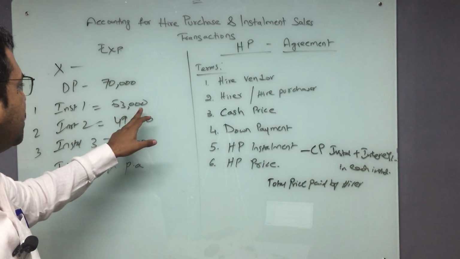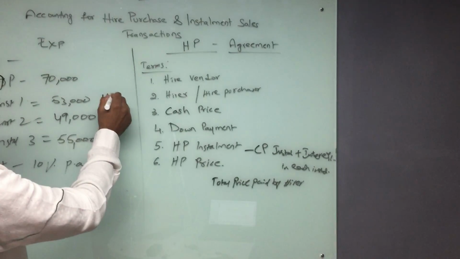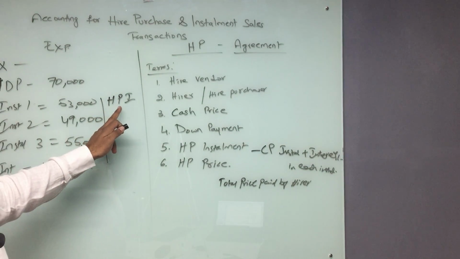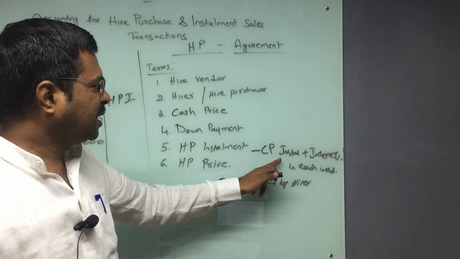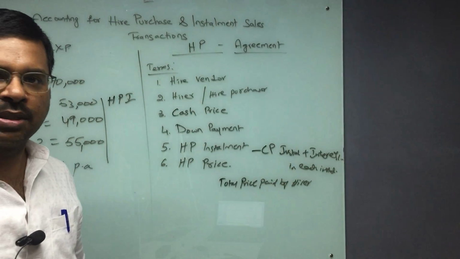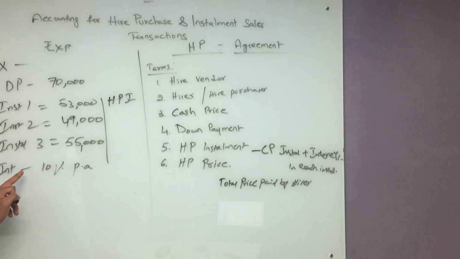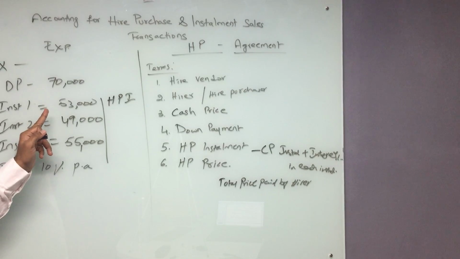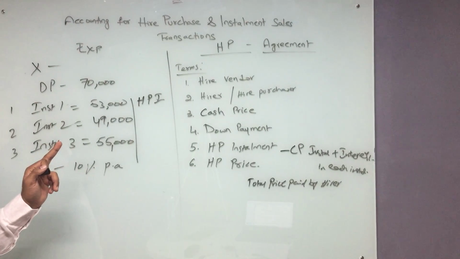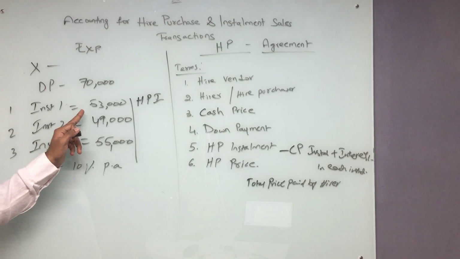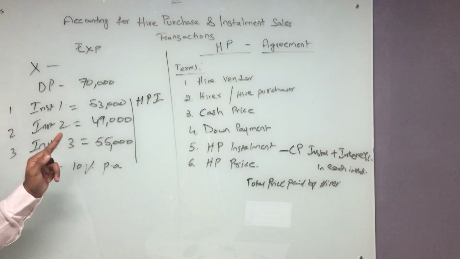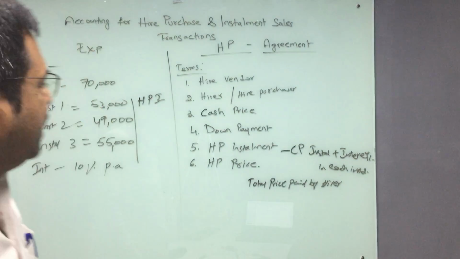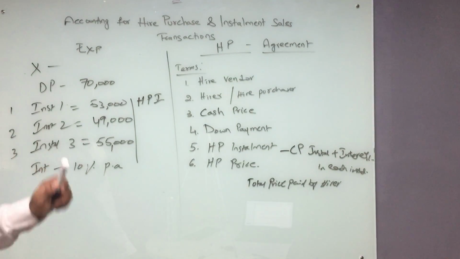Okay. See, we know installments. This is nothing but hire purchase installment. This is nothing but hire purchase installment. Okay, all these three. So what we discussed is hire purchase installment means cash price of the installment plus interest in each installment. So we know interest is given 10% per annum. We know installment. Okay. Now we have to identify what is the cash price in each of these installments. Then I will be able to identify the total cash price. Okay. So let us work out how cash price can be identified from the installments.